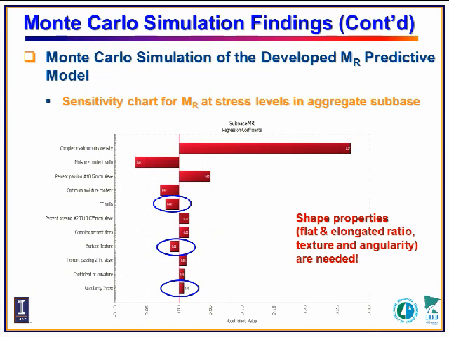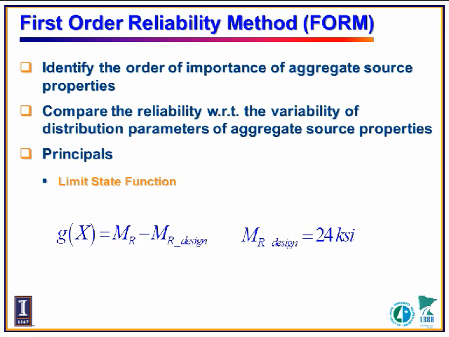And this is for the stress level in the subbase. You can see pretty much similar trends for density as well as the shape properties. We also did some FORM analysis to confirm the trends we found from the Monte Carlo simulation. Basically, we can also identify the order of importance of aggregate source properties. Since I don't have enough time to talk about the details, I just show the final results.